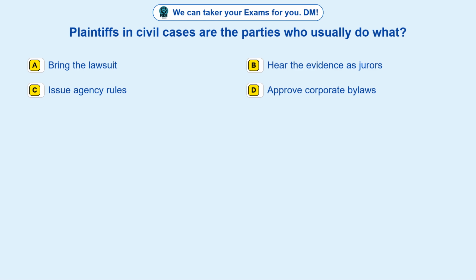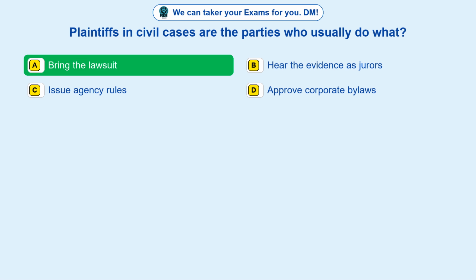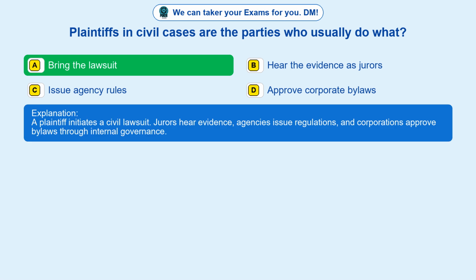Question 37. Plaintiffs in civil cases are the parties who usually do what? Option A, bring the lawsuit. Option B, hear the evidence as jurors. Option C, issue agency rules. Option D, approve corporate bylaws. The correct answer is option A. Bring the lawsuit. A plaintiff initiates a civil lawsuit. Jurors hear evidence, agencies issue regulations, and corporations approve bylaws through internal governance.